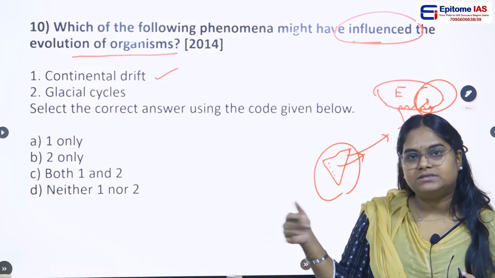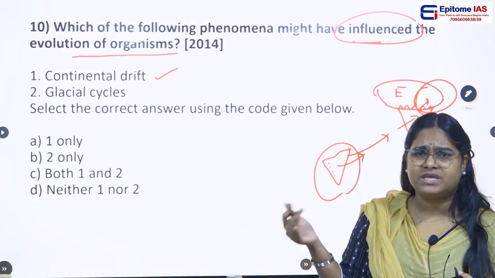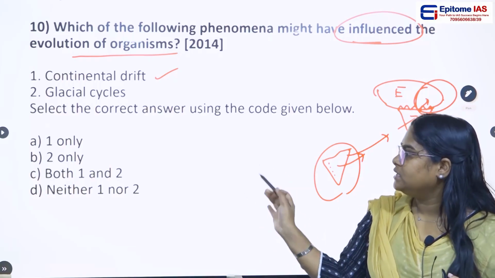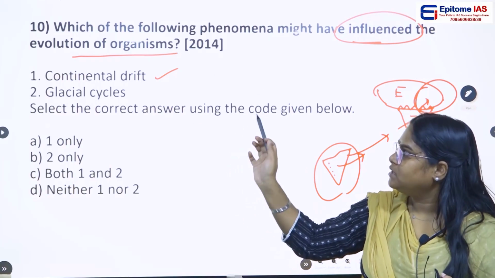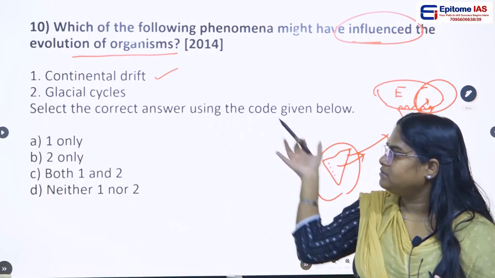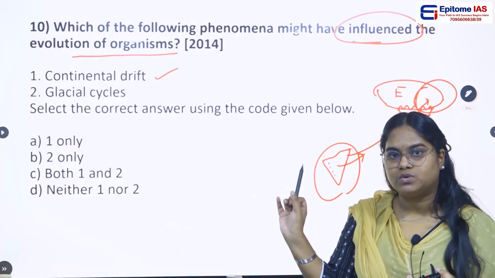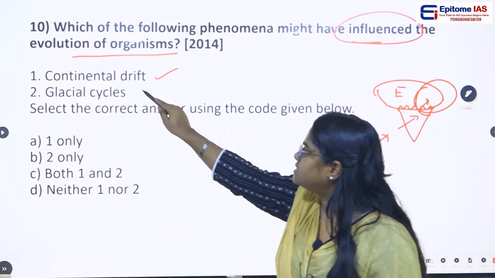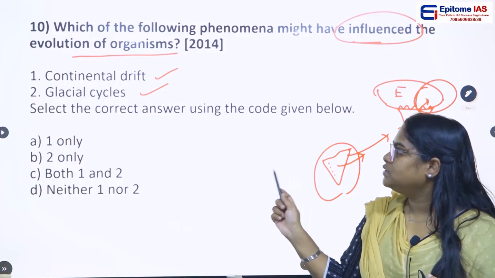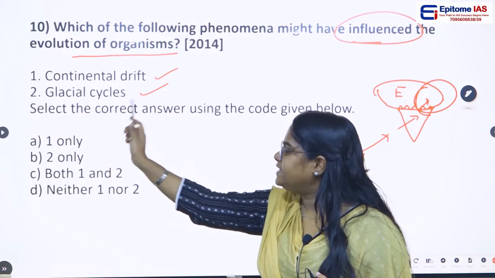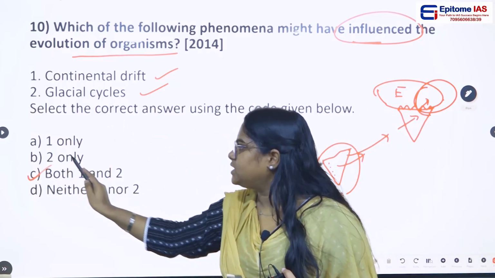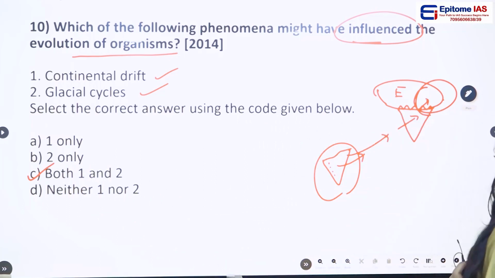So what happens again, some of the species might go extinct because of this also, or it will influence the evolution of organisms in both ways, during the extreme ice age or during the melting of ice. So in both ways, these glacial cycles are also influencing the evolution of organisms. So both continental drift and glacial cycles influence the evolution of organisms. So the correct answer is C, both 1 and 2.